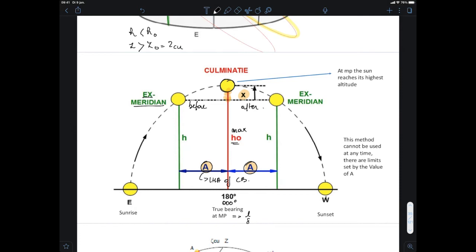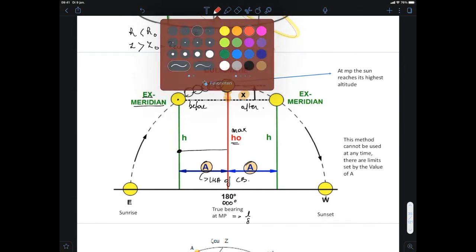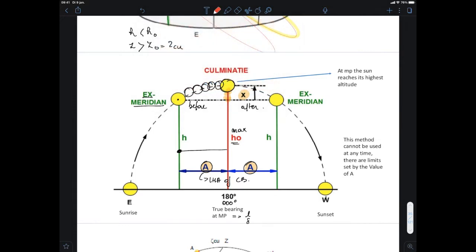So in this case, we can use the ex-meridian method when the sun is here, here, here, here, or here, but we cannot use it when the sun is even further before meridian passage or even more after the moment of meridian passage. So the only time window that you have is the one indicated here by the orange line. And how do you know this? By looking in your nautical almanac at the value of A. Voilà.